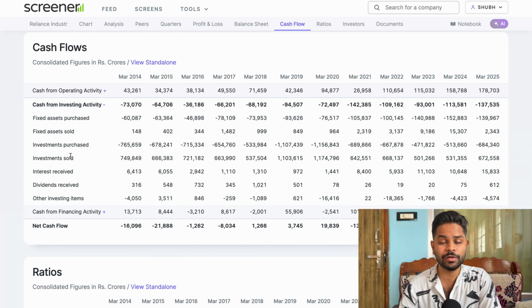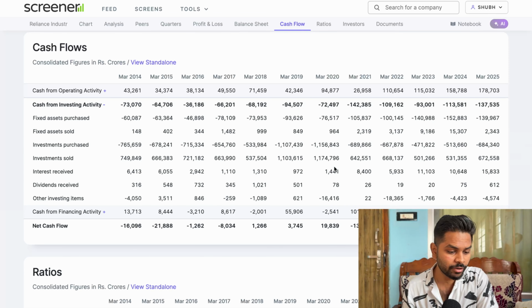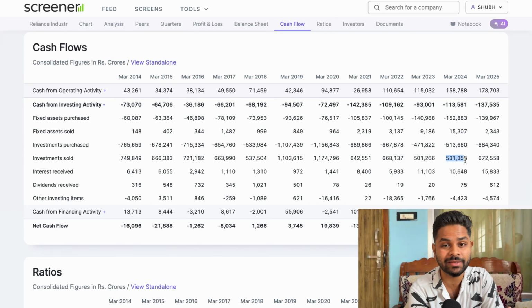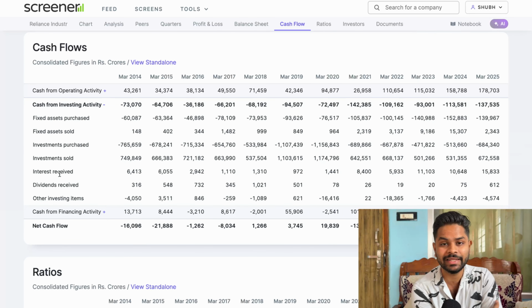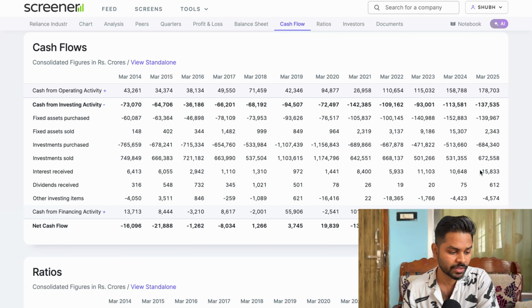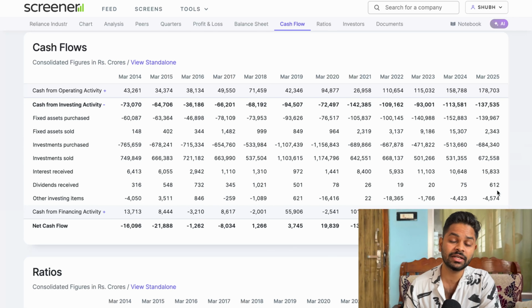Investment sold. Now if they sell the investment, they will receive cash in the business, right? Investment sold was 531,355. This time it is more, they have sold more investment, 672,558, right? Interest received, how much they have given as loan or anything where they will receive interest. Last year it was 10,648, now it is 15,883. So more money has come in, that is why it is positive.